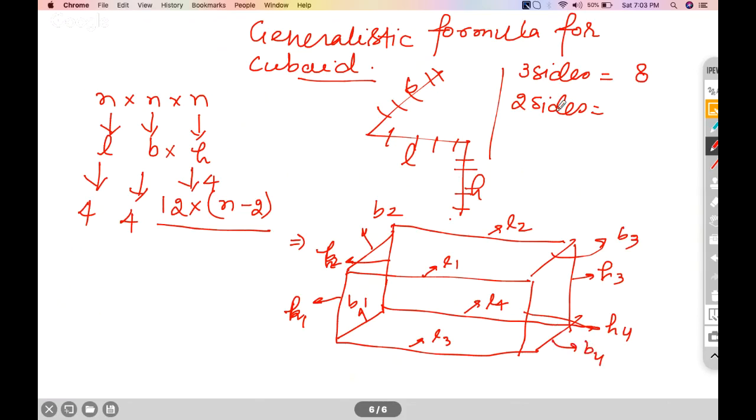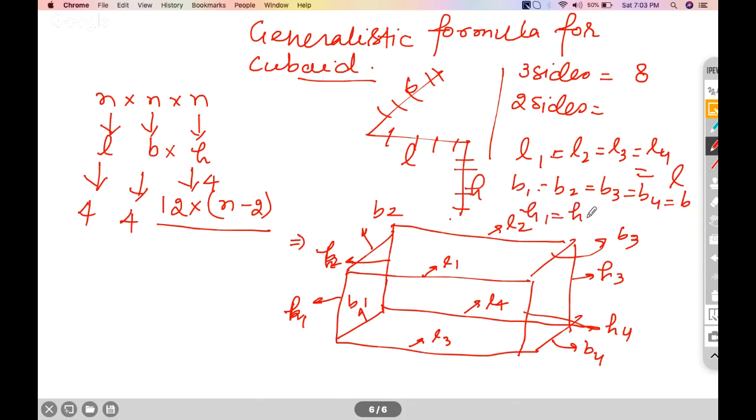I'm saying L1 is equal to L2 is equal to L3 is equal to L4. I'm just showing you that there are 4 sides which are for length. Then B1 is equal to B2 is equal to B3 is equal to B4, which is B. And then H1 is equal to H2 is equal to H3 is equal to H4, which is equal to H. So what is happening here?